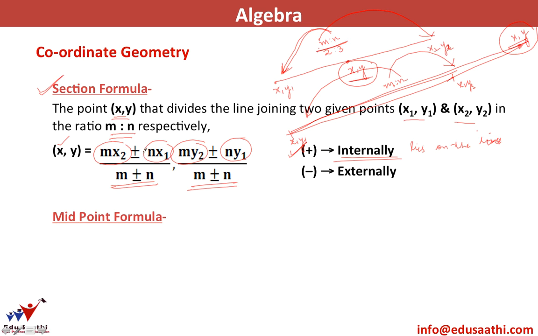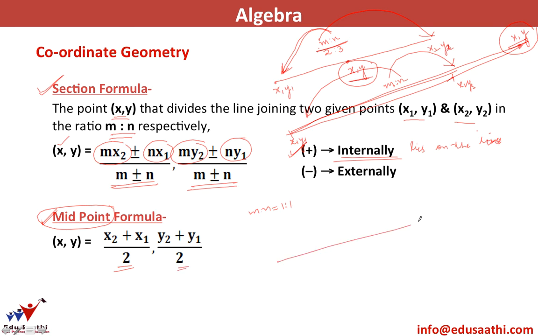Midpoint formula, which is an extension of the section formula, says to find out the coordinates of the midpoint of the given line, I would just simply put m is to n as 1 is to 1. So if I just put it out, it will be x2 plus x1 by 2 and y2 plus y1 by 2. So if there is a line, the coordinates of the midpoint will be given by the average of the x coordinates and the average of the y coordinates. That will give me the coordinates of the midpoint of the given line.